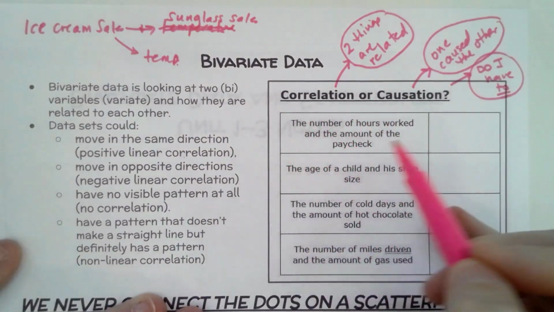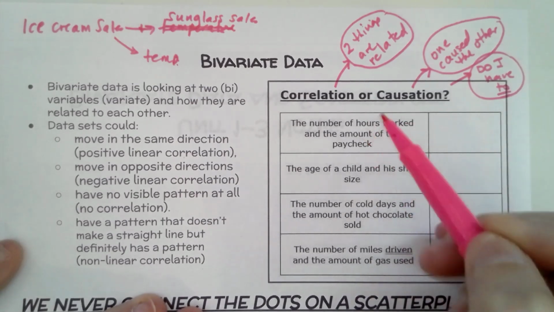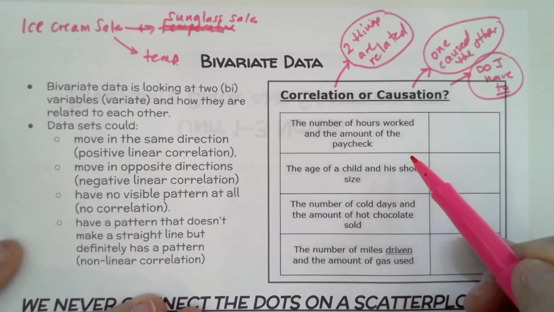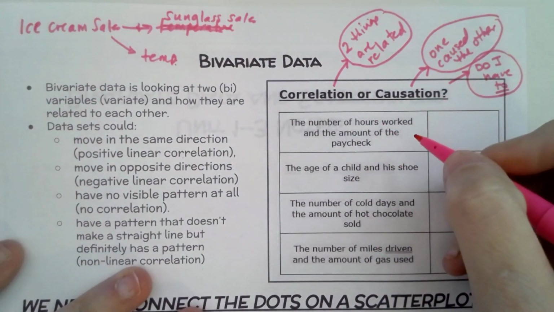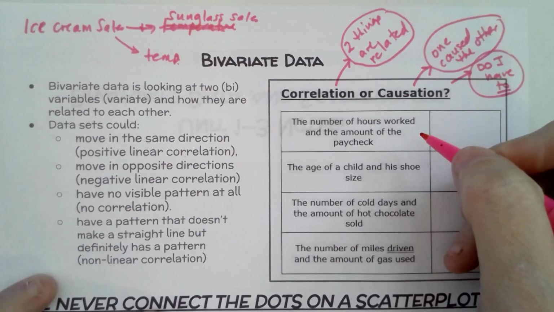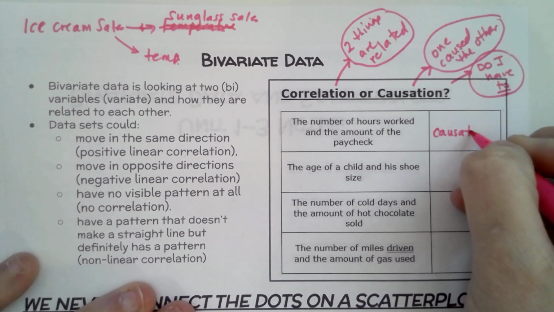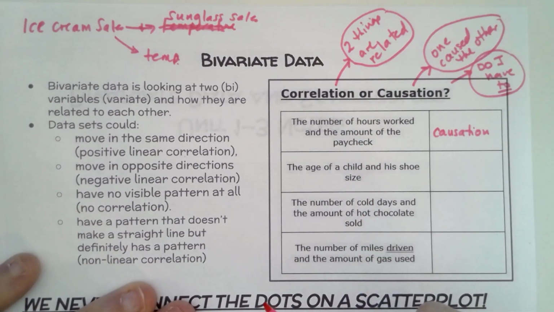Okay, so let's look at this one. The number of hours worked and the amount of the paycheck. So if I work more hours, does that mean I have to get paid more? Yes, if I'm working more hours and I'm an hourly employee, I have to get paid more. This is causation, because working more hours causes me to get a higher paycheck.